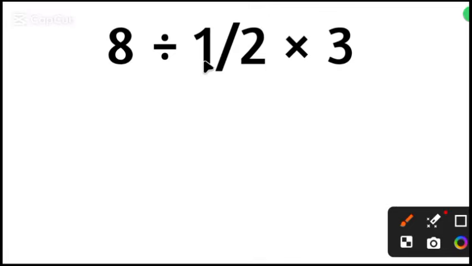8 divided by 1 over 2 times 3. Hey, don't be too fast to say 5.33 is the answer, because division and multiplication has equal priority according to order of operation.